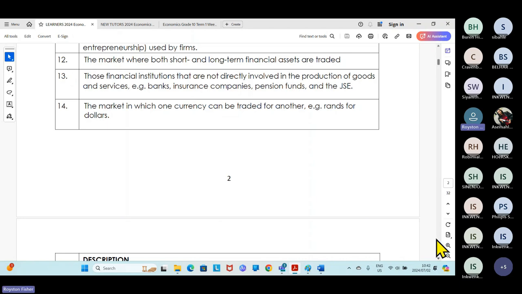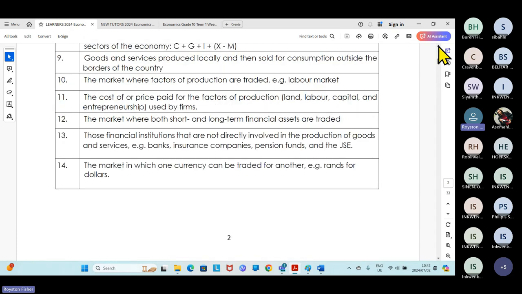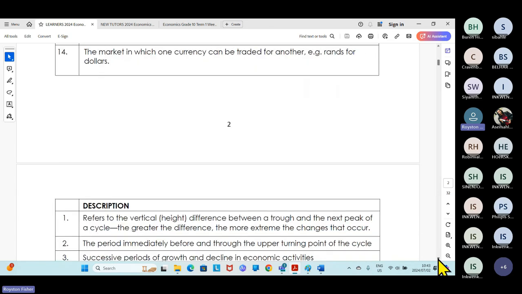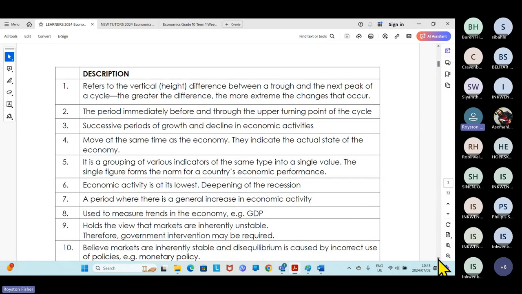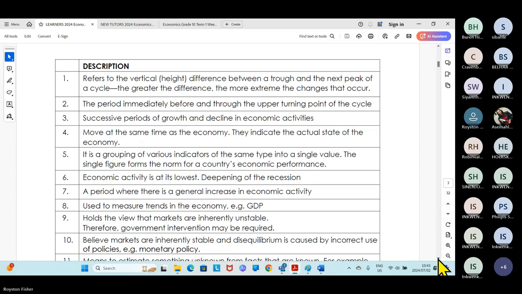So now we have done the first topic under macroeconomics, and that is, of course, the circular flow model. We are going to move on to the next topic, and we're going to do exactly the same. We're going to give you time to read through the descriptions, and then give your answer so that you can understand the descriptions much better. And of course, you're more than welcome to post your questions in the chat. The register was also posted in the chat, so please complete it as well.